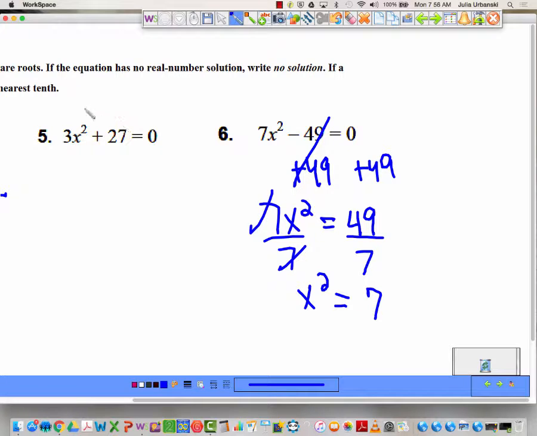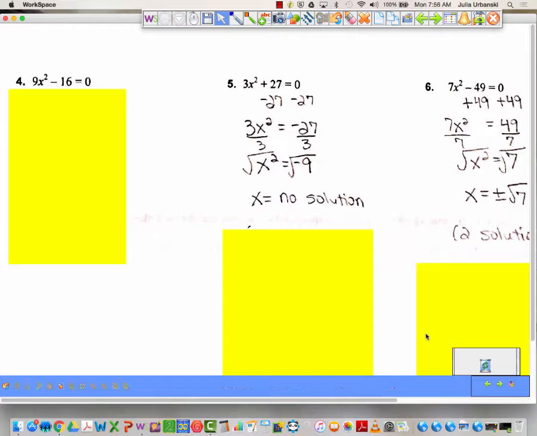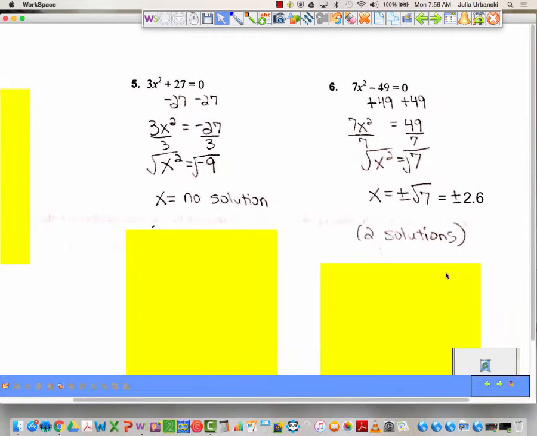You don't know it exactly, but you can do it to the nearest tenth. So when you take the square root, that's when you need your calculator, the square root of 7, and it comes out to be, to the nearest tenth, about 2.6. And make sure it's got 2 solutions, plus or minus 2.6. Okay, I only did it to the nearest tenth because that's what the directions said.